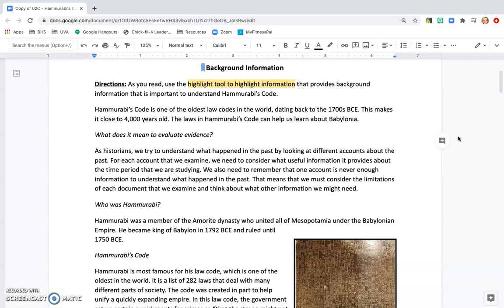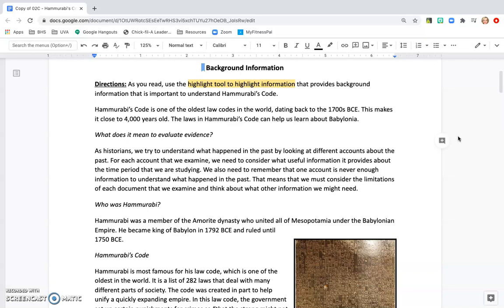Hammurabi's code is one of the oldest law codes in the world, dating back to 1700s BCE. BCE means before Common Era. This is way back before even Jesus was born. This makes it close to 4,000 years old. The laws in Hammurabi's code can help us to learn about Babylonia.